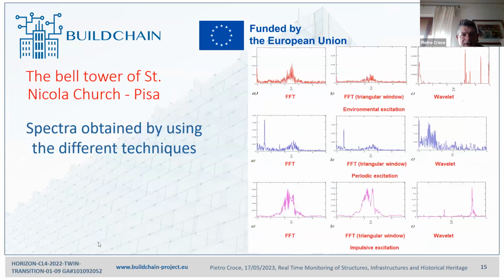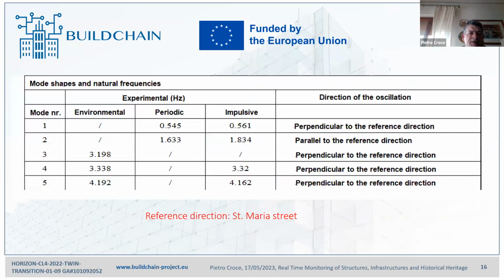You can see here the spectra obtained using different techniques for environmental excitation, for periodic excitation, and for impulsive excitation. And you can see that, generally speaking, in this case, the wavelet transform was much more selective than the fast Fourier transform in identifying the eigenfrequency of the structure.